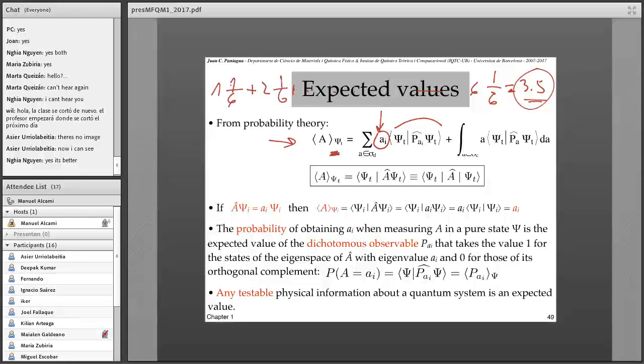Yes, I am assuming that wave functions are always normalized, because if not, the probability is not given by this expression. Yes, in the postulate, if you read the postulate, you should see, I expect, that it says that this is a normalized state vector. In general, all of the expressions related to probabilities, expected values, and so on, assume that the state vector is normalized.